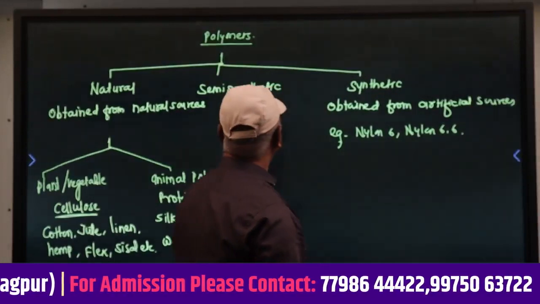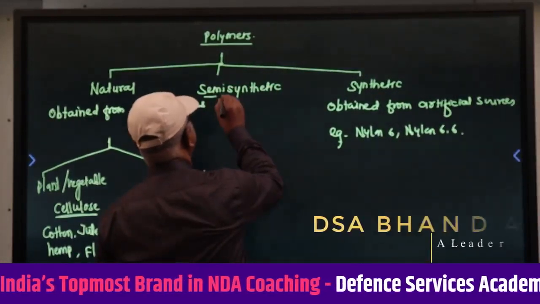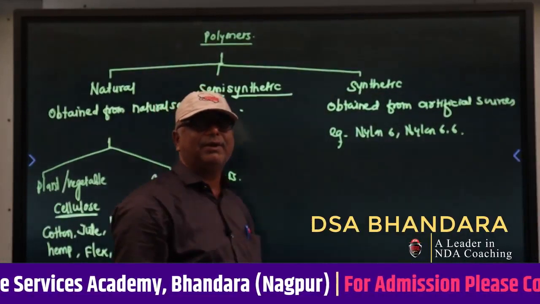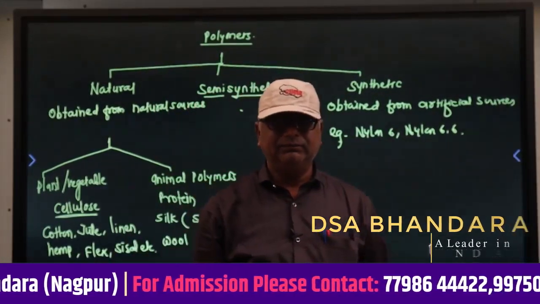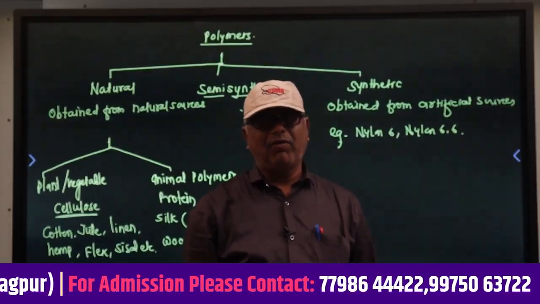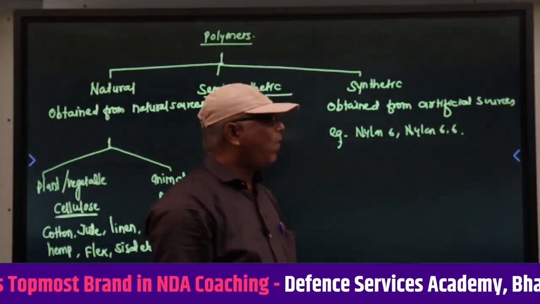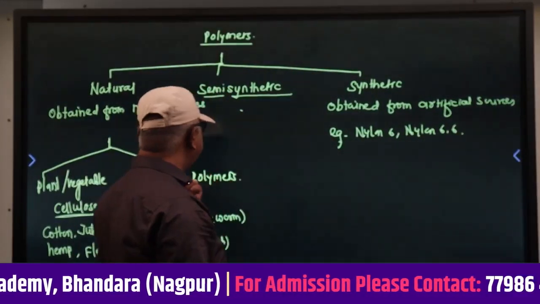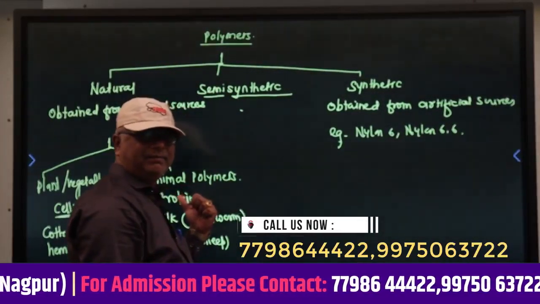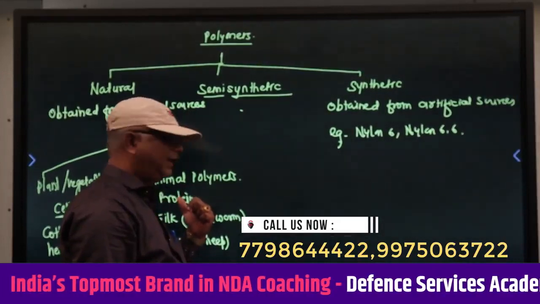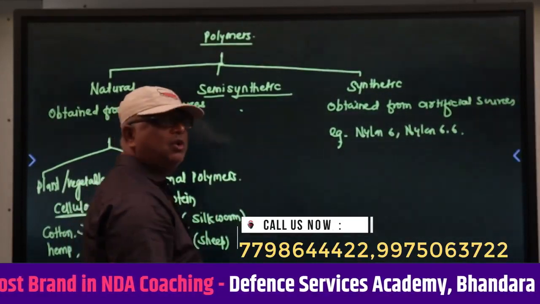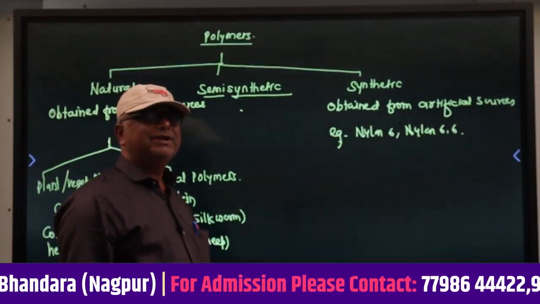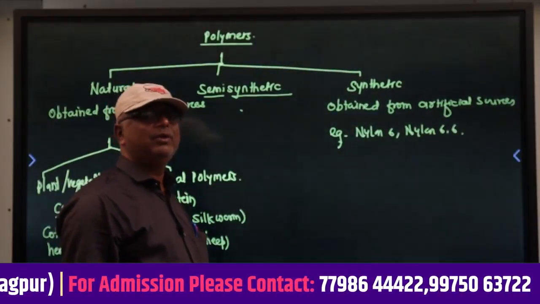Now see, semi-synthetic, another class. सेमी का मतलब यहां पर होता है आधा अधूरा, सेमी. So, in these polymers, natural polymers are taken as the raw material. Natural polymer जो होता है, ये होता है raw material, on which chemical treatment is done, due to which they become superior than the original one.